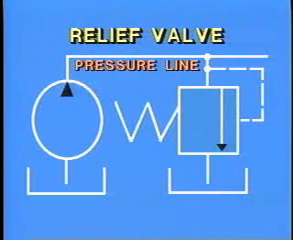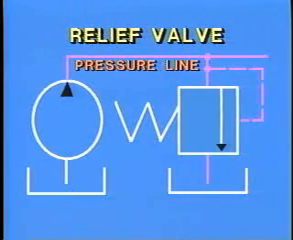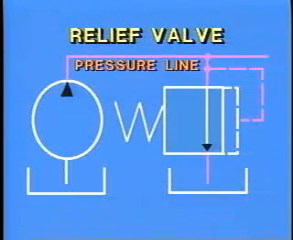When pressure in the system overcomes the valve spring by way of the pilot line, fluid flows from the pressure line through the relief valve and then to the reservoir. This is how the valve would look if you visualized it correctly.